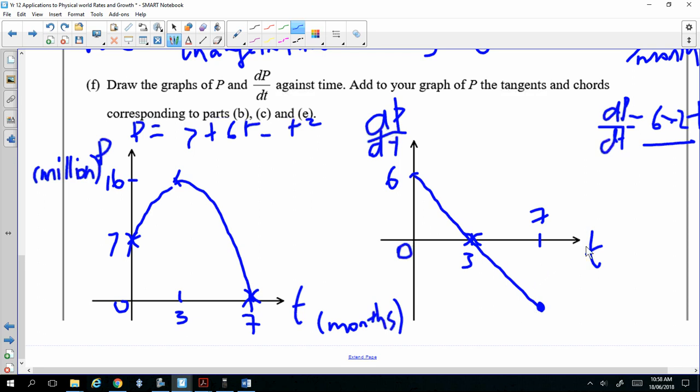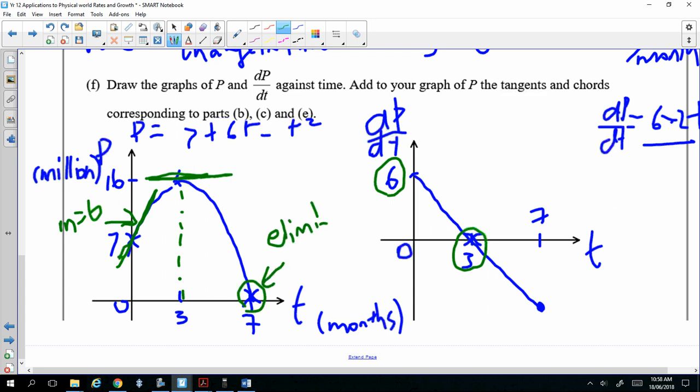So basically, when 6, that's really the gradient of the tangent. So if you draw the tangent, the gradient is 6. And at this point, at t equal to 3, that's when the gradient of the tangent is 0. That's when it stops increasing. The cockroach stops increasing. And then at this point, that's when it got eliminated because it's 0. Okay.